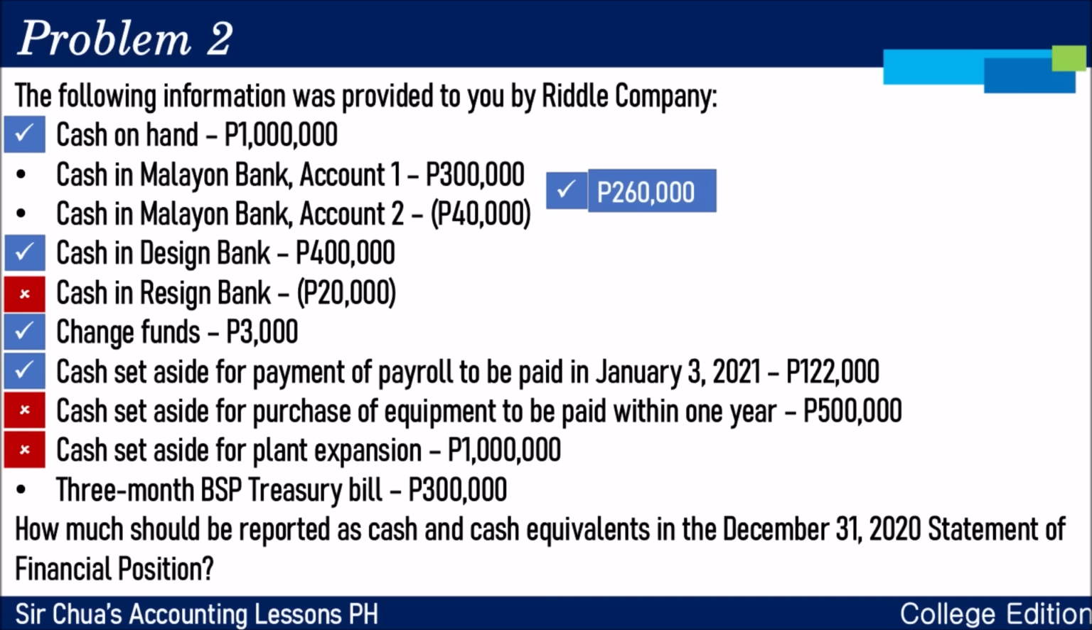Now, the question now asks you the total cash and cash equivalents. Automatically, your BSP 3-month treasury bill is kasama. Okay? So, add all of the items na chinek po natin. The total amount of cash and cash equivalents at December 31, 2020 Statement of Financial Position is 2,085,000. Screenshot nyo na po yung solution.